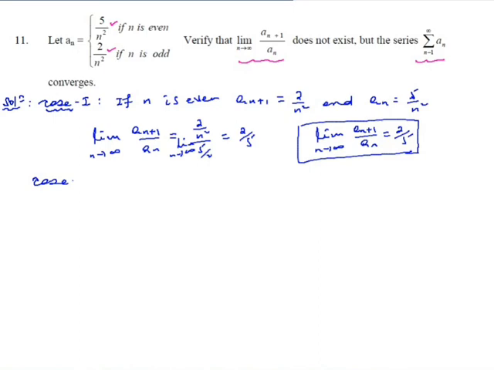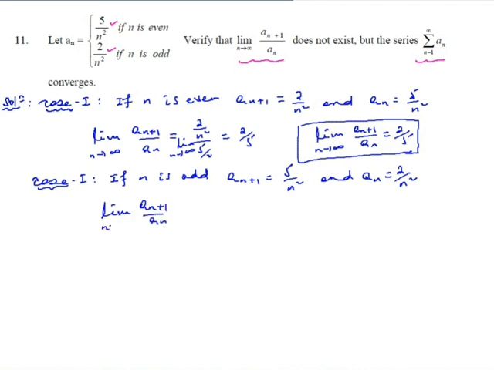Let's see the second case: if n is odd. Now what do we have? The n plus 1's term is 5 over n square, and the n's term becomes 2 over n square. Now let's do the limit. The limit of the n plus 1's term over the n's term as n approaches infinity is the limit of 5 over n square over 2 over n square as n approaches infinity. This is 5 over 2.